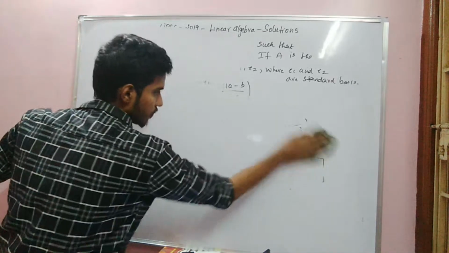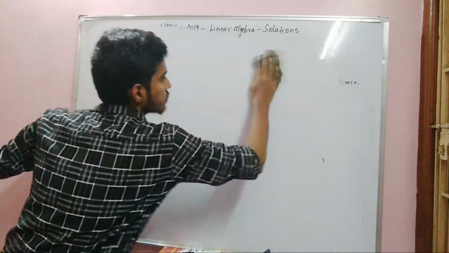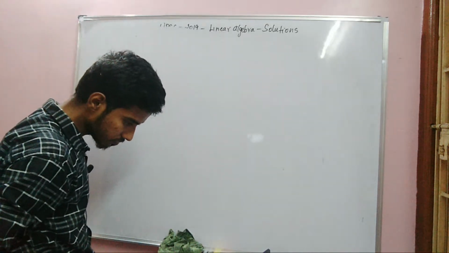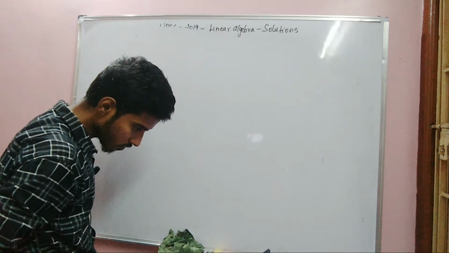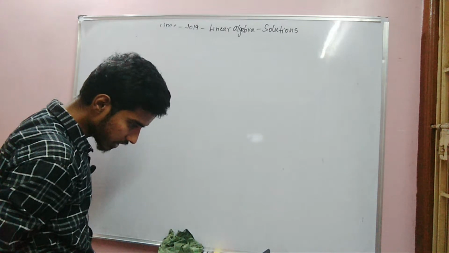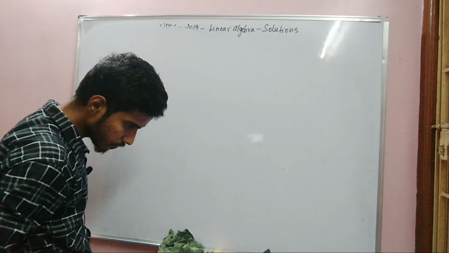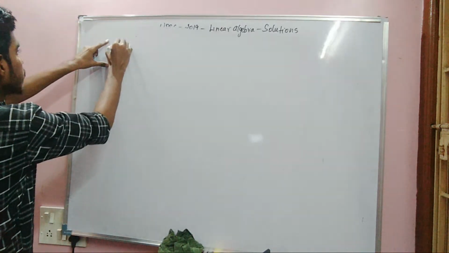I think I confused this problem. So, second problem. There are 5 problems in 2019. So the second problem is asked for 15 marks.